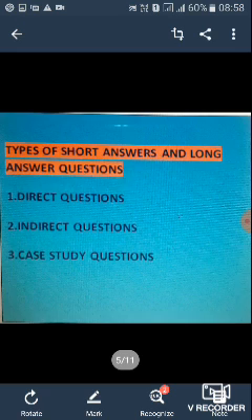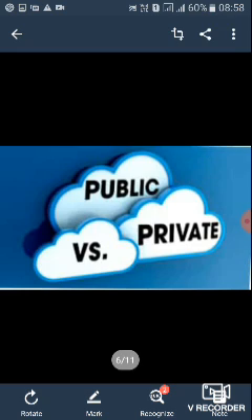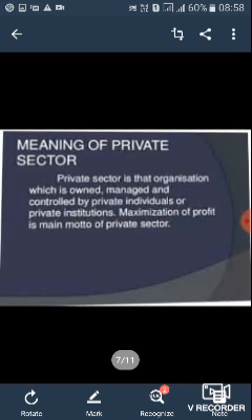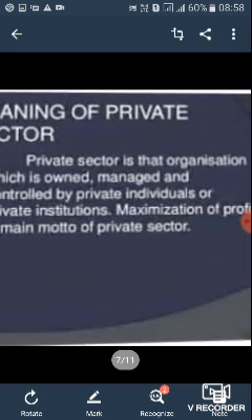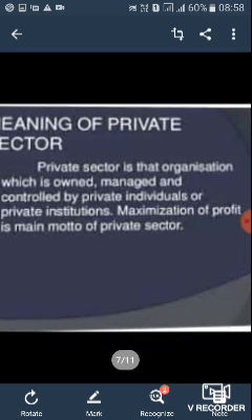Now last class I told you I'll do a revision of what a private sector and a public sector are. You should know what a private sector and a public sector is. You have done it in the last class, I think, standard 10. So let us see public sector versus private sector. First, the meaning of private sector. Private sector is that organization which is organized, managed and controlled by private individuals or private institutions.